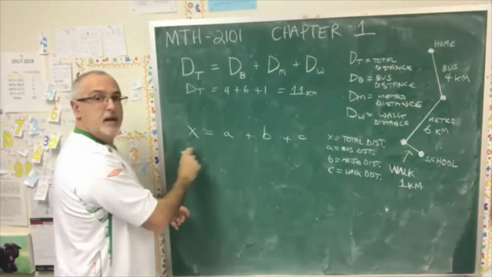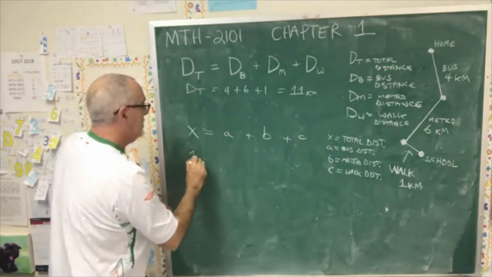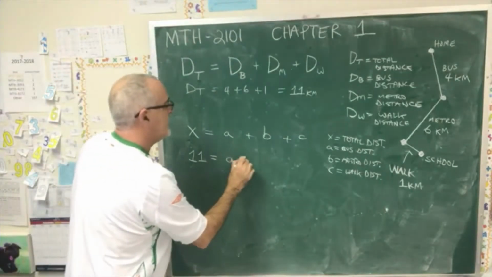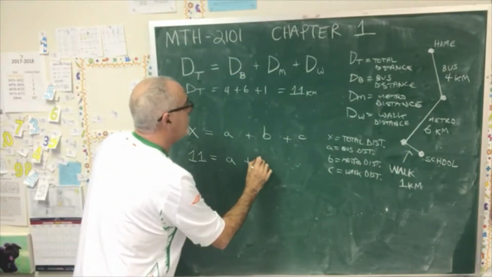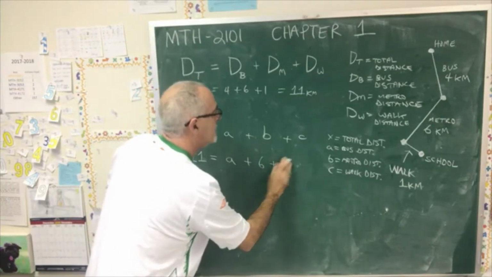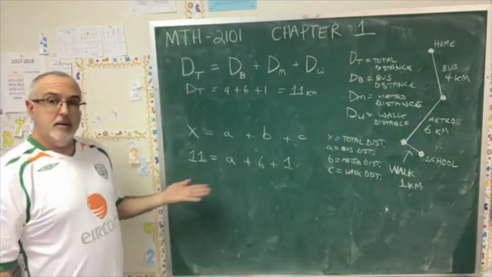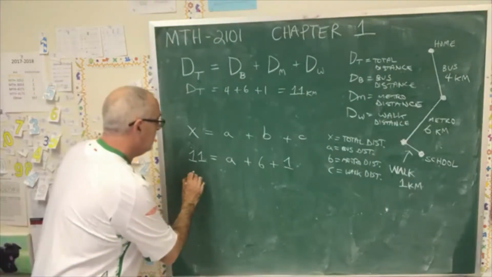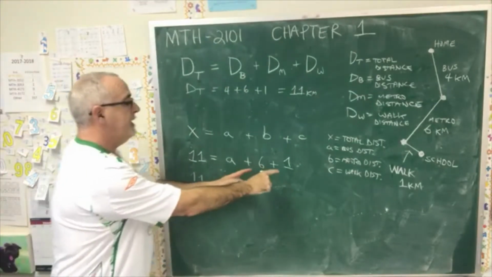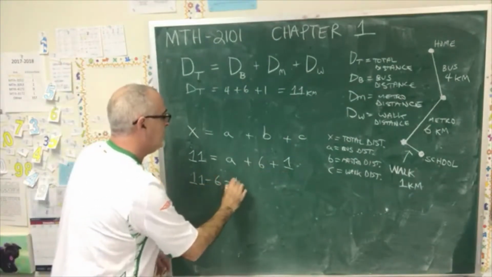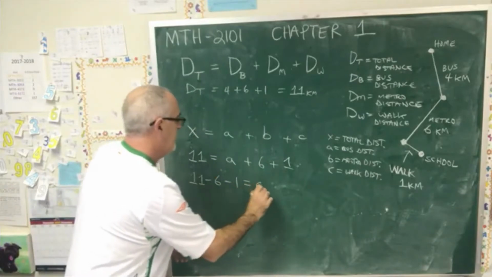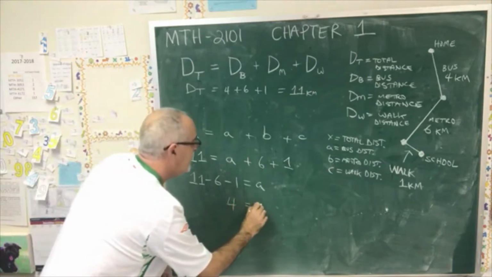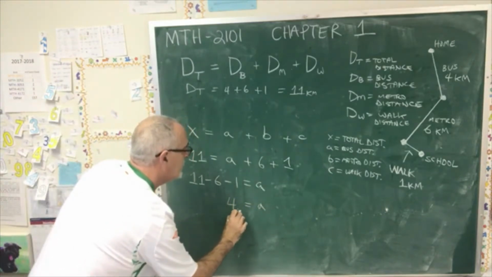So what if we know the total distance is 11? And this time I'll use the ABC version of the equation. X is equal to 11. And let's say I don't know the bus distance. So the bus distance stays as A. The metro distance is still 6. The walking distance is still 1. I can still solve. My unknown is the A this time. So what I have to do is a little bit of algebra where I'm going to move the 6 and the 1 to the other side of the equals where they both become negative. And 11 minus 6 minus 1 is 4. The bus distance, therefore, is 4 kilometers.